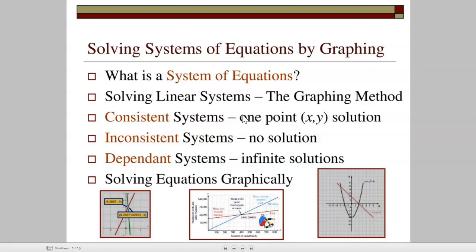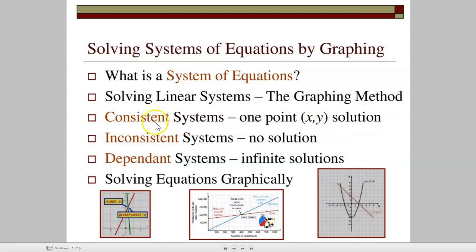We'll start off talking about just two lines, but it doesn't have to just be two lines. We could have like a parabola, right? A U-shaped graph that is intersecting with a line, right? And that would also be a system of equations. But we're going to mostly focus on linear equations. So when there's two lines is what we're going to be talking about the most here.